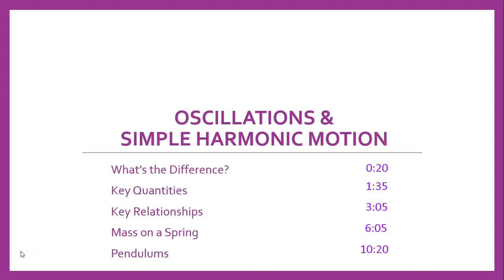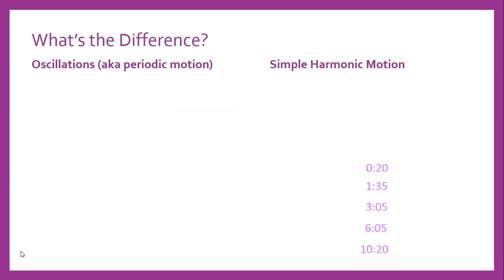Hello, this podcast is on oscillations and simple harmonic motion. We're going to look at what the difference is between the two. We're going to study key quantities, key relationships, and two specific examples of simple harmonic motion, mass on a spring and pendulums. First, what's the difference?